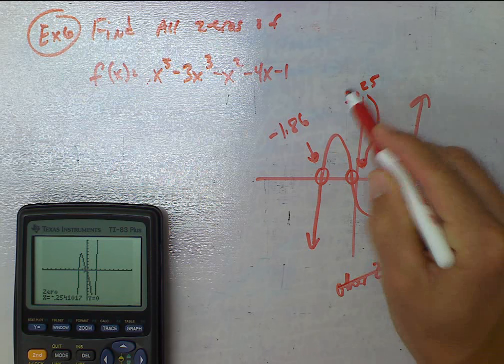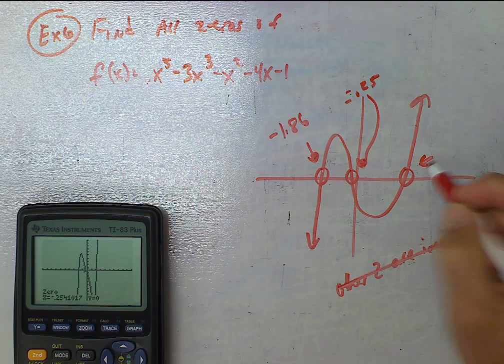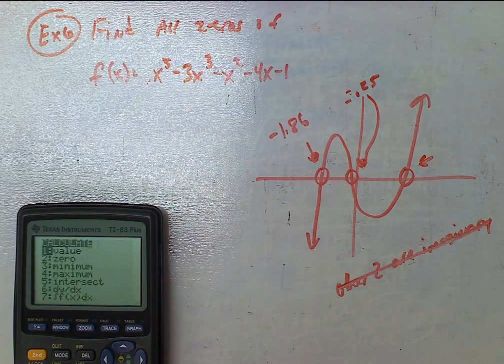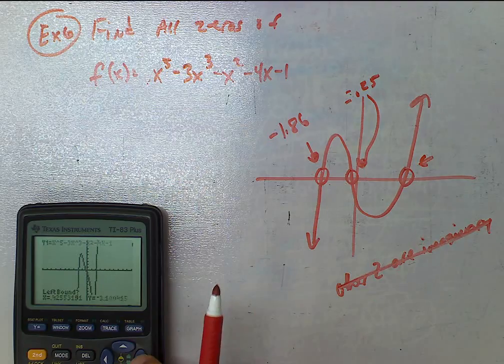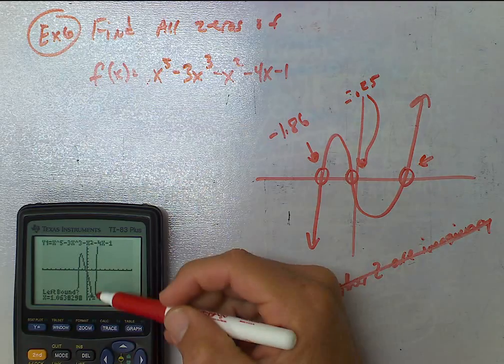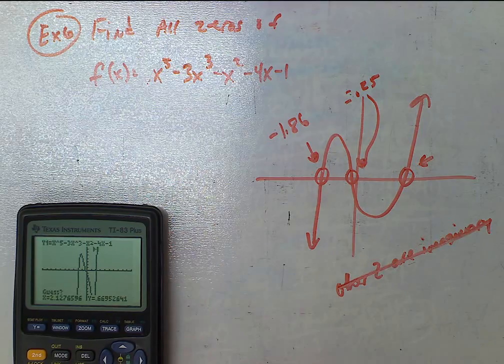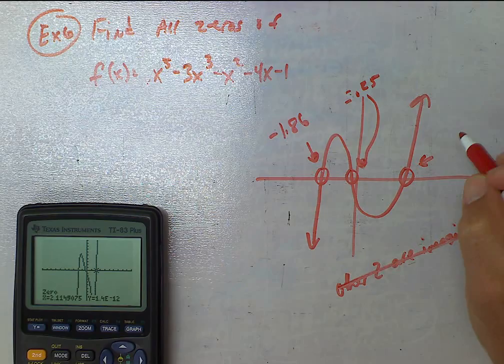And the third 0, so clear, second trace 2, because the slope goes up to the right, the left bound has to be below the line, enter, the right bound above the line, enter, flashy thingy must be on the screen for it to work, enter again, and you get 2.11 as that third 0.